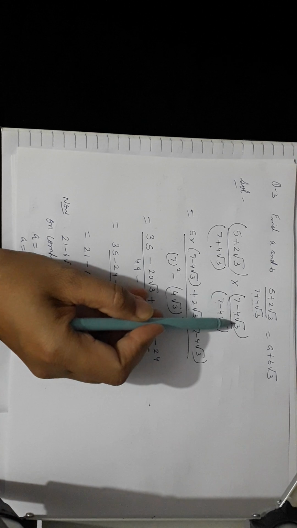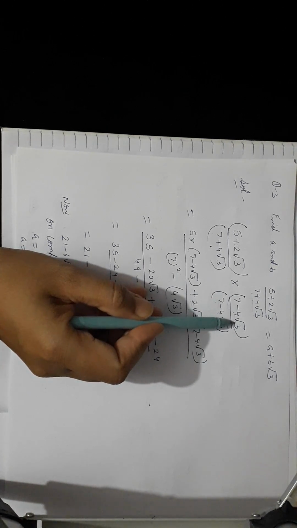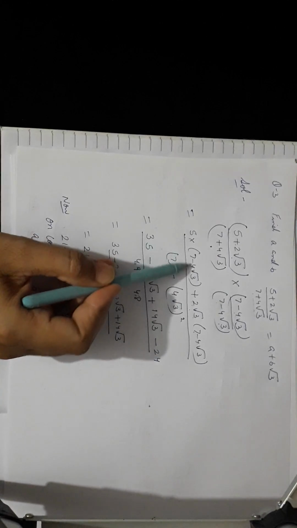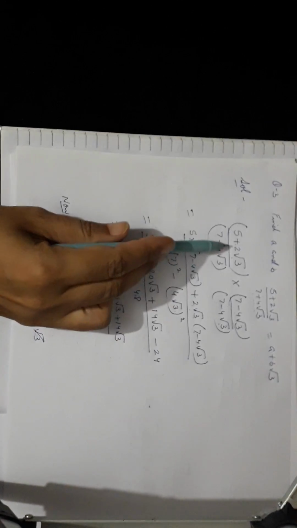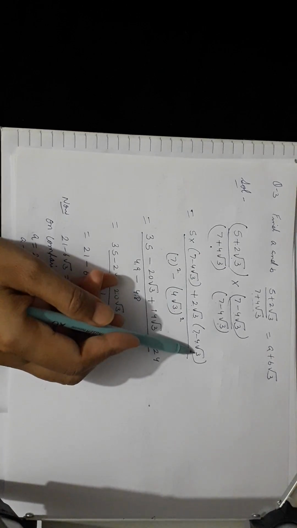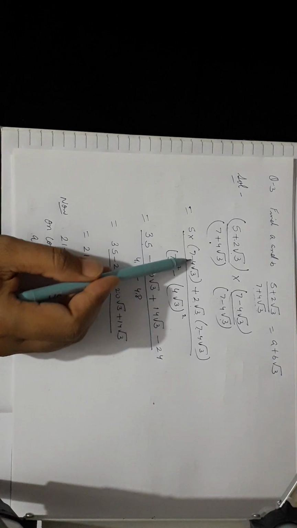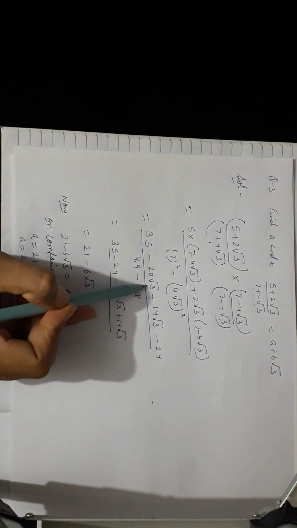Here we cannot directly apply the identity. We have to use the distributive law. According to the distributive law, first you will multiply this 5 by this whole bracket, so 5 into (7 − 4√3). Then you will multiply this 2√3 by this whole bracket. Opening the bracket, 5 into 7 is 35 and 5 into −4√3 is −20√3.